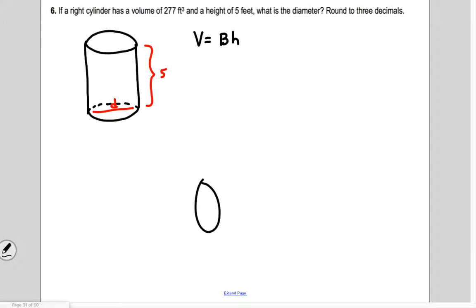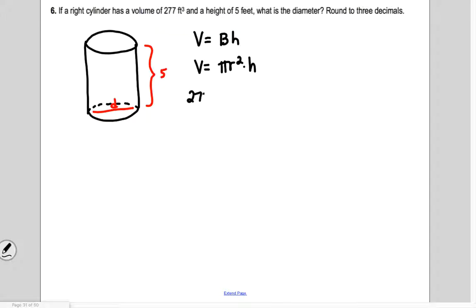Now, what if it was a cylinder that was on its side? What's the base then? Yeah, it's still these circles, right? So it can be on its side, but the bases are just the items that are parallel to each other. All right, so we're going to do the area of a base, which is a circle, pi r squared, times h, right?